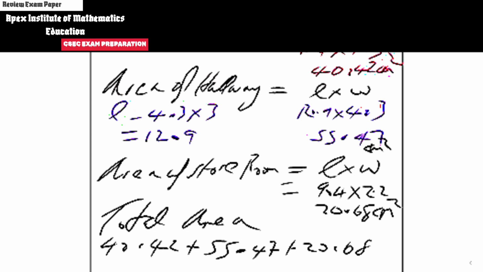So 40.42 plus 20.68 plus 55.47. Let's double check that again, guys. 40.42 plus 55.47 plus 20.68, and we get 116. So that's going to give us an answer of 116.57 square centimeters. All right, that's going to be the total area of the floor.